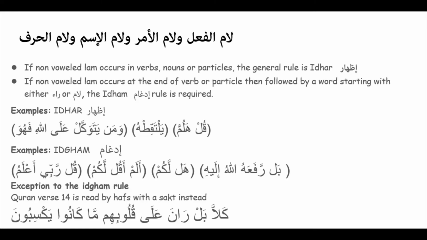So truly, kalla bal: bal is a harf, and the lam occurs at the end of the harf, and the next letter that comes after is ra. We are supposed to merge it together, but because this is read with sakta by Hafs and Asim, the lam there is going to be idhar. So it is read thus: kalla bal rana ala qulubihim ma kanu yaksibun.